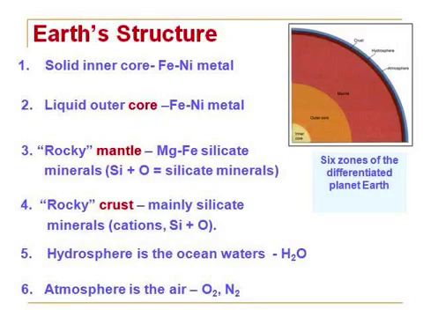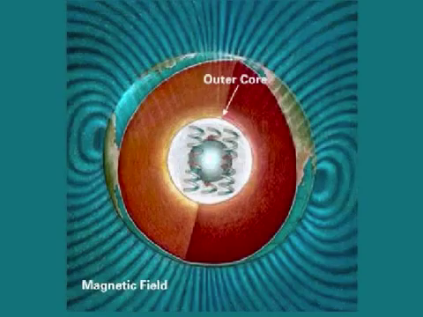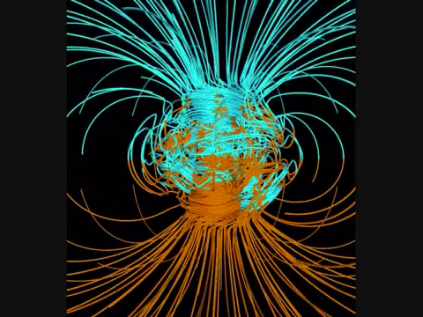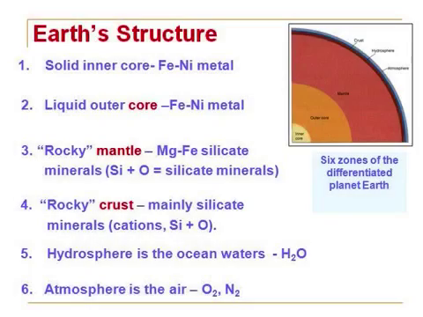Formed during late differentiation, the Earth's structure is as follows. The solid inner core is iron-nickel metal. Zone 2 is the liquid outer core made out of liquid iron-nickel metal. Due to the rotation of the Earth, this core swirls and is magnetic. This is where our magnetic fields, which give rise to our north and south poles, come from.